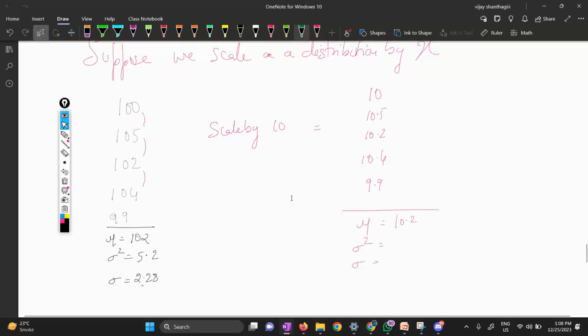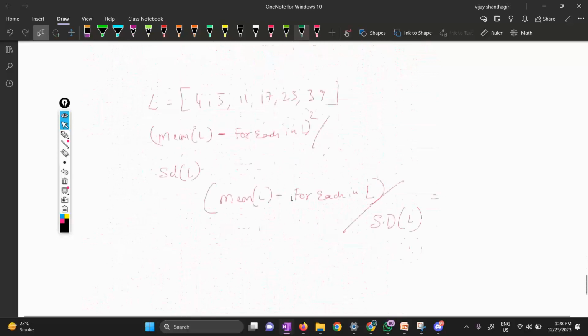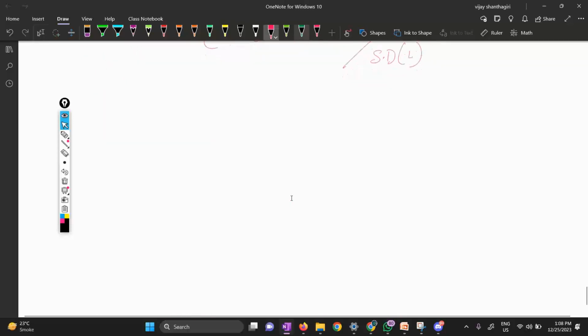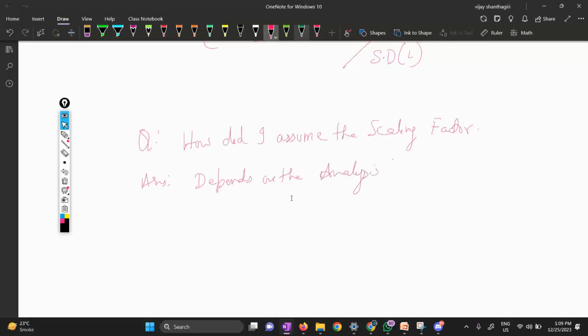Suppose you are doing scaling. Now the question is, how did I assume the scaling factor? The answer to this depends on the data analysis problem.